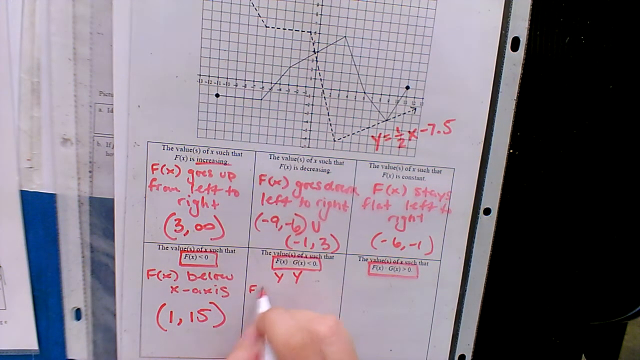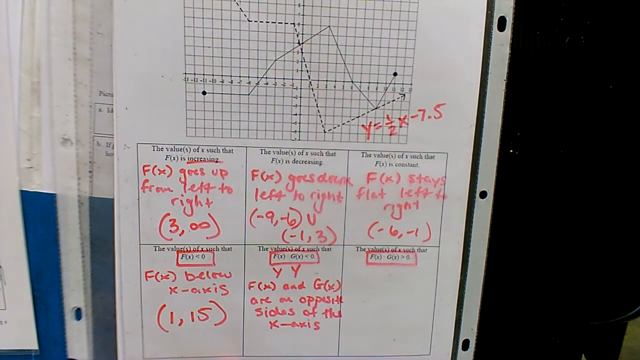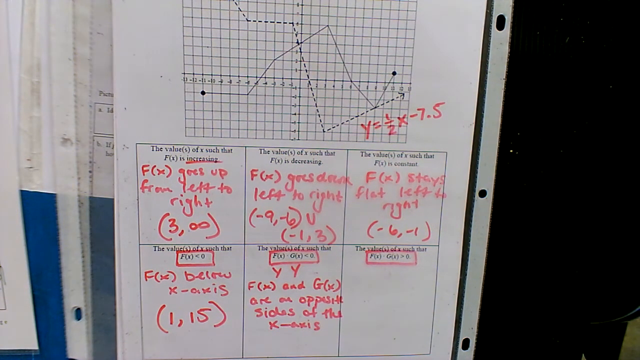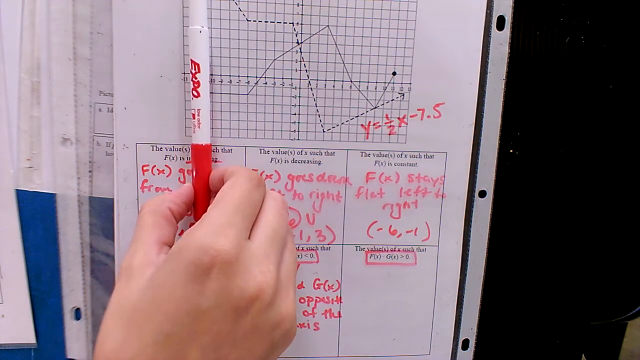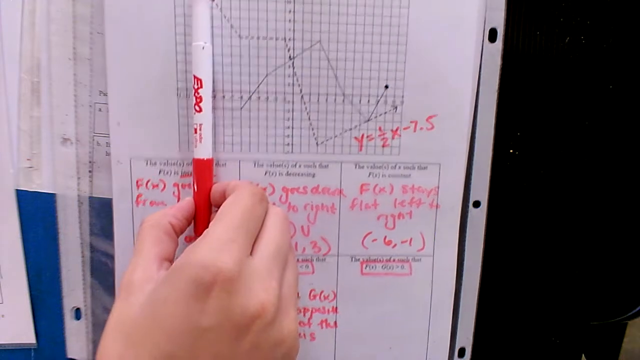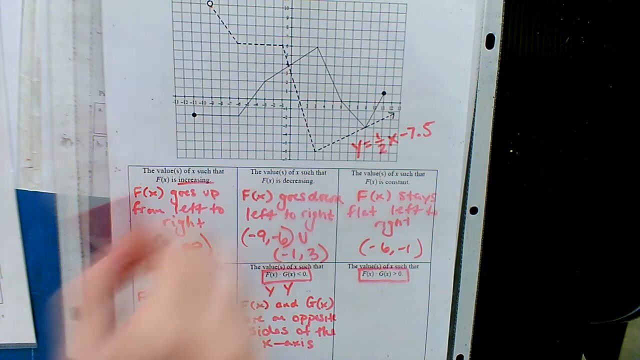So let's go ahead and write that down. f of x and g of x are on opposite sides of the x-axis, meaning one graph is positive and the other one's negative. If we multiply those together, we'll get a negative answer, something less than 0. So think about it. As you drag your pencil across, where does one graph start positive and the other one negative? Can we find it? Do you see it, Sebastian?